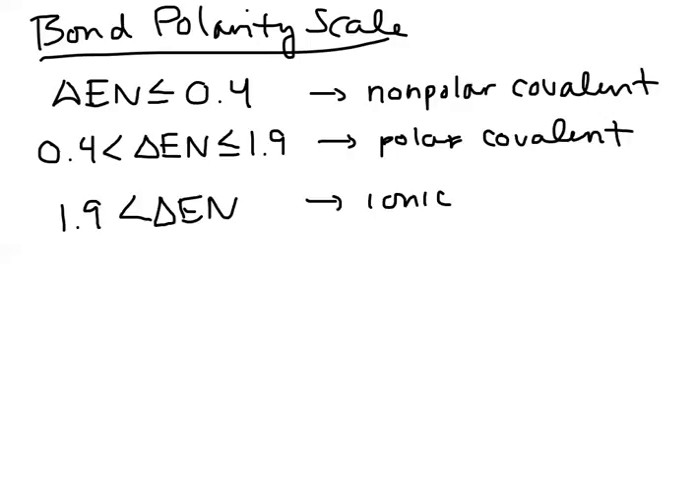So we actually have another way to classify an ionic bond, and we'll prove in a few minutes that the difference between most metals and nonmetals will give you this delta EN. So it's just another classification of an ionic bond.